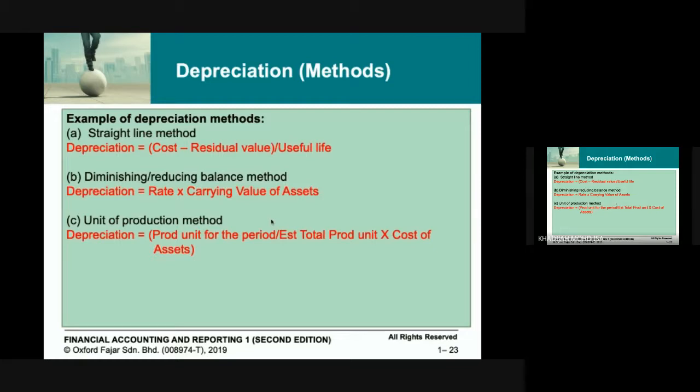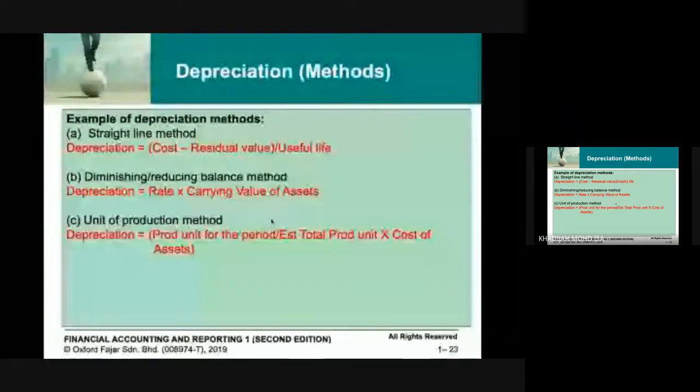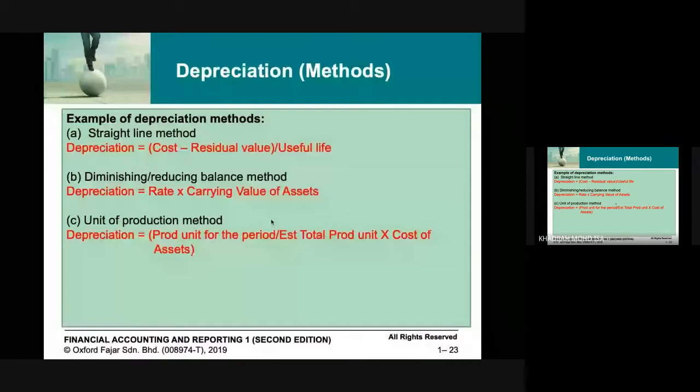And also you have the unit of production method, and this one is more for a machine, for example in a factory, whereby you use the unit of production: how many units the machine can produce. And of course it depends on the efficiency of the machine. As the machine is used longer, the efficiency will be lower. So how to compute is based on the production units for the period.